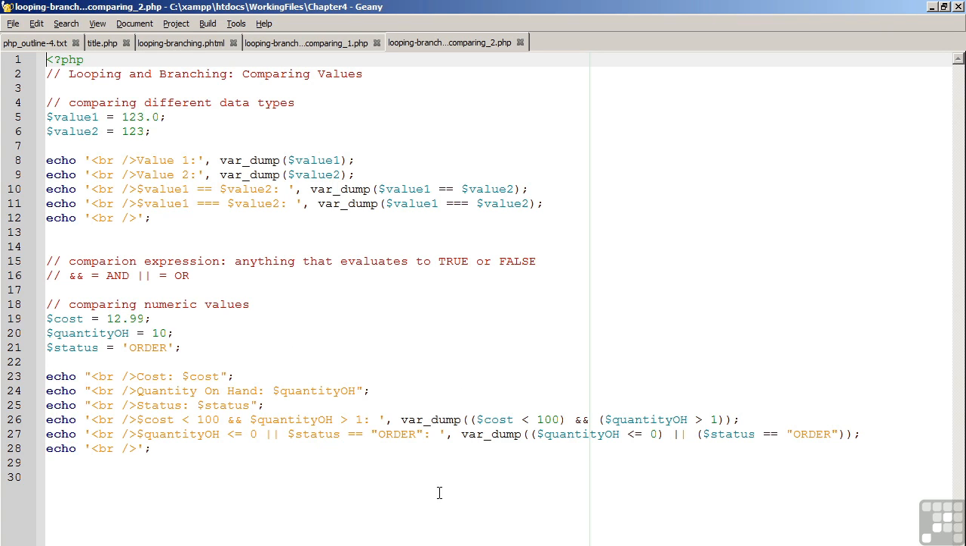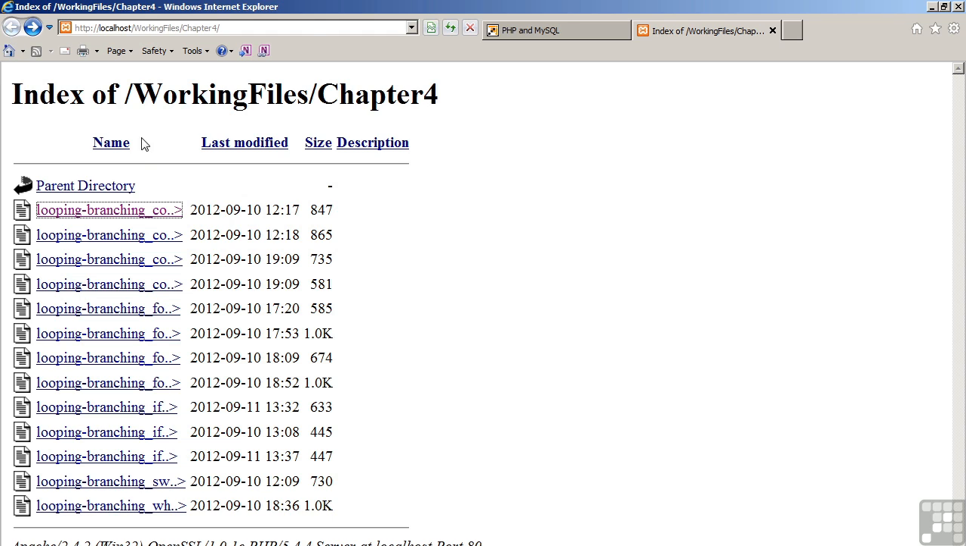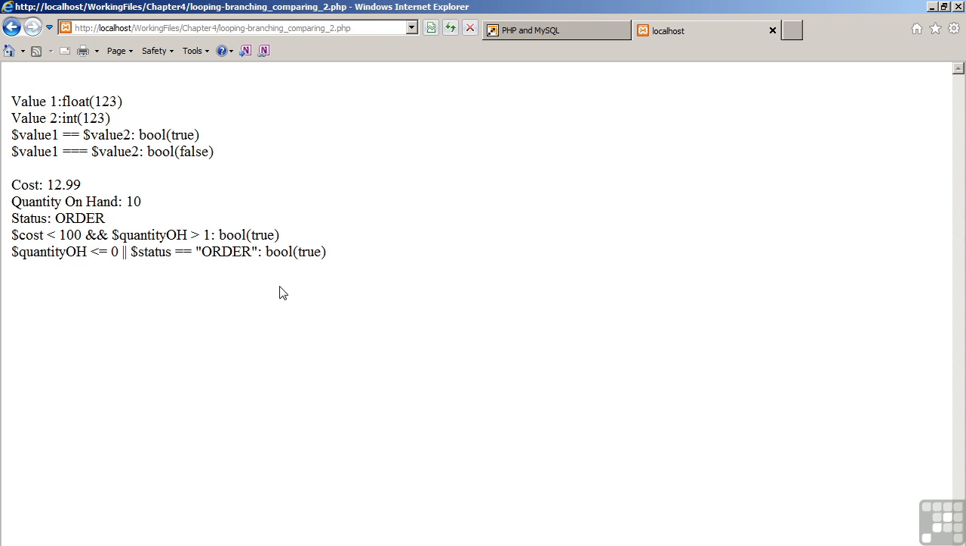The second expression is testing is the quantity on hand less than or equal to 0, or is the status equal to order? As we know, because it's a logical or, if either one of these subconditions is true, then the final result will be true. If both of them are false, the final result will be false. Moving now to the browser, let's look at the second code example. So as you can see, in the first case, the two numbers come back as true in value, but false in identity equivalence. The first complex expression comes back as true. As expected, the second complex expression also is true.